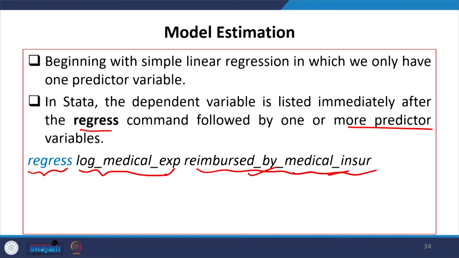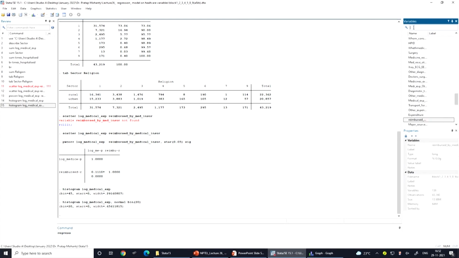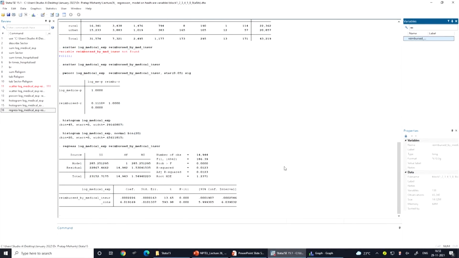So, we will straight away go to Stata, we will type regress. Okay. Then all the variables are listed here. Log medical expenditure we are taking as the dependent variable, then we will take reimbursement, then related to reimbursement of insurance. Okay. Insurance reimbursement for the medical expenditure.